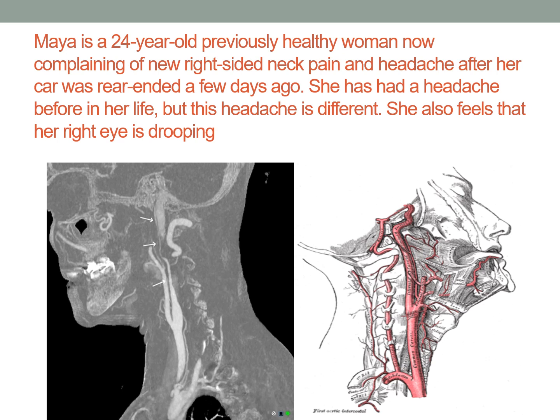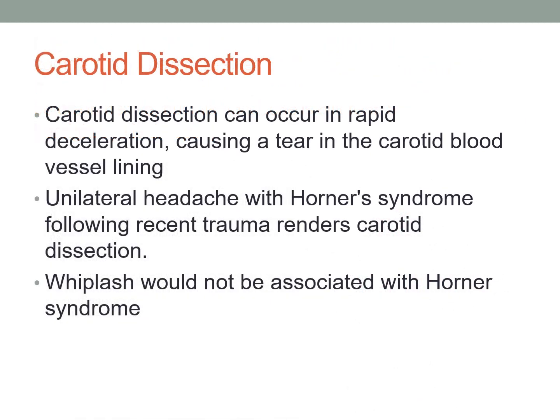Maya is a 25-year-old previously healthy woman now complaining of new right-sided neck pain and headache after her car was rear-ended a few days ago. She has had a headache before in her life, but this headache is different. She also feels that her right eye is drooping. Carotid dissection can occur in rapid deceleration, causing a tear in the carotid blood vessel lining. Unilateral headache with Horner syndrome following recent trauma suggests carotid dissection. Whiplash would not be associated with Horner syndrome.